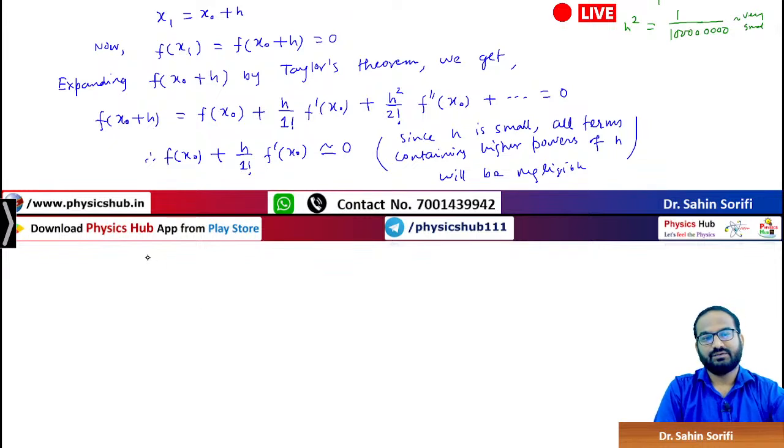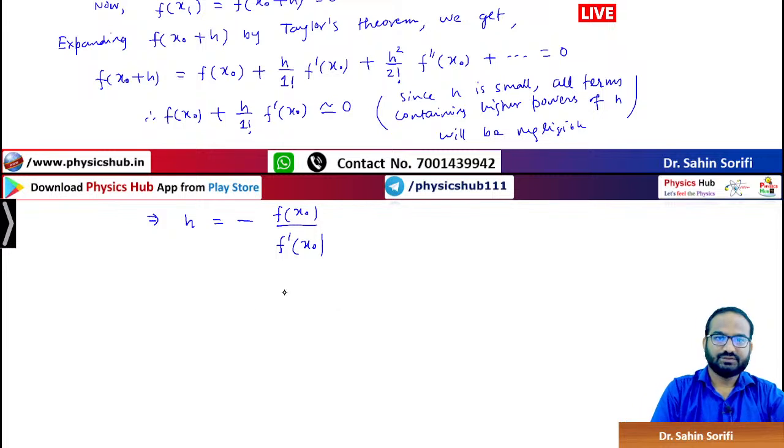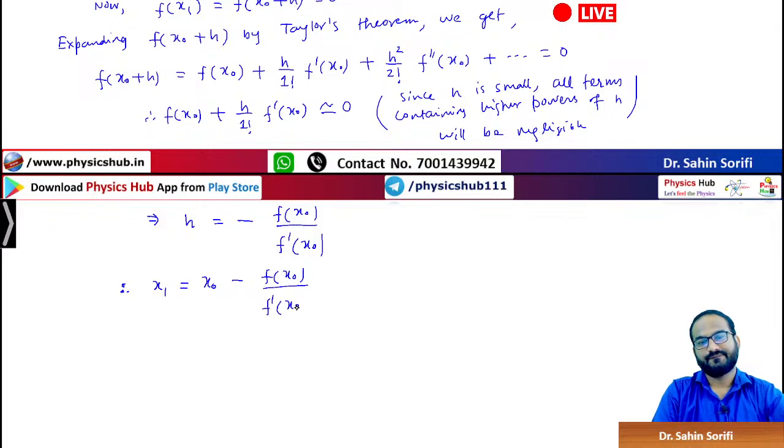From this we can get the value of h, which is minus f of x0 divided by f prime of x0. So this is what we require, x0 plus h. If we can find h, we can reach x1. So this is our goal. So h we have got, and x1 equals x0 minus f of x0 by f prime of x0. Can you write it?